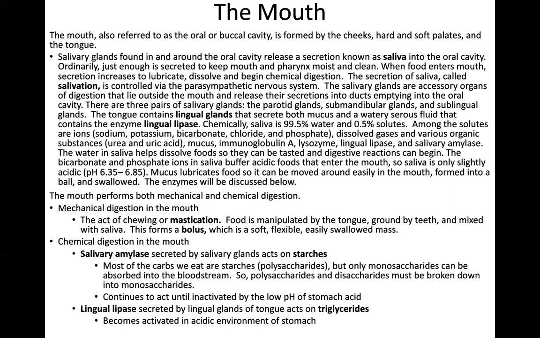We classify the salivary glands as accessory organs of digestion because they are not part of the tract. They lie outside the mouth and release their secretions into ducts, emptying into the oral cavity. There are three major pairs of salivary glands: the parotid, the submandibular, and the sublinguals. You also have glands within the tongue called lingual glands that secrete mucus, plus a watery serous fluid that contains an enzyme called lingual lipase. We'll talk about what lingual lipase does here in a second.